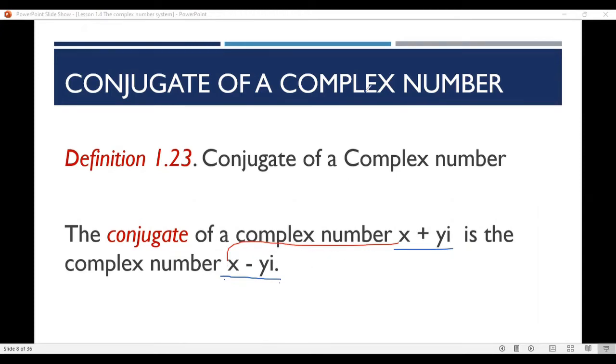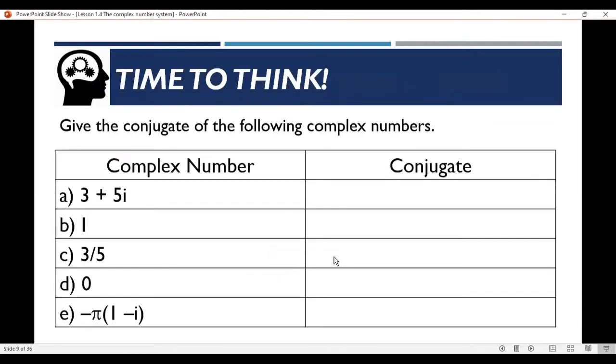Okay? Ang purpose ng conjugate ay kapag kinuha kasi yung product ng complex number times to its conjugate, ang magiging result ay real number. Okay? So, magiging real number yung answer. Kaya kinukuha yung conjugate. Okay? So, bigyan natin ng examples. Same example pa rin kanina. Kaya lang, ang gagawin natin ngayon, get the conjugate.